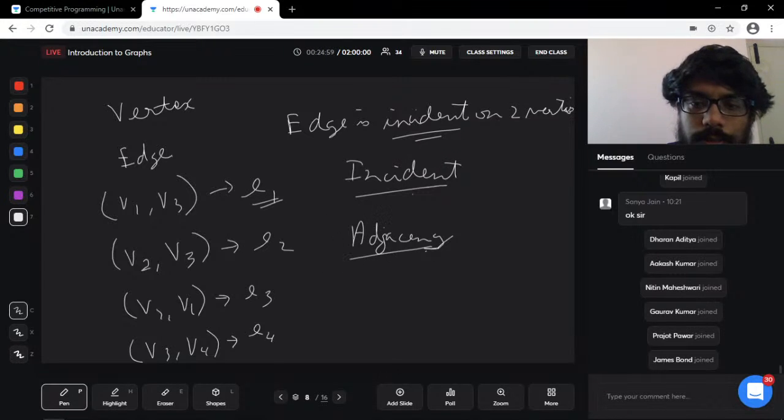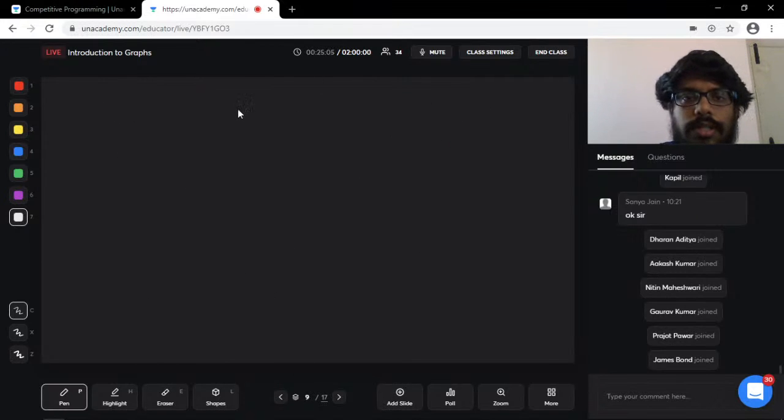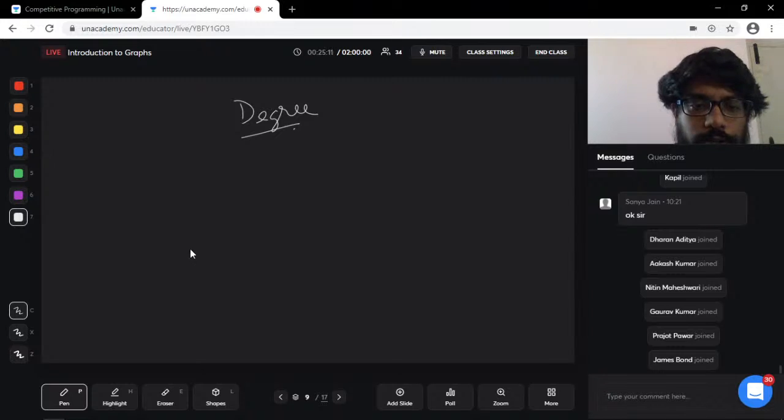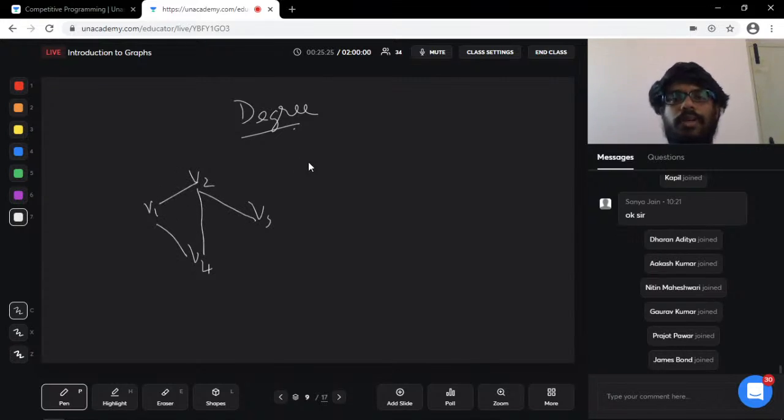Okay. So let's look at the next definition, which is called degree. Let's go back to the same example. Let's take the undirected graph. Degree is basically a property of a vertex, and it says the number of edges which are incident on that vertex. Remember the definition of incident from before. So this basically just says how many edges are connected to me.